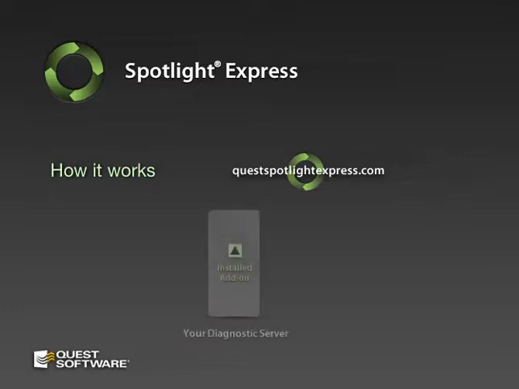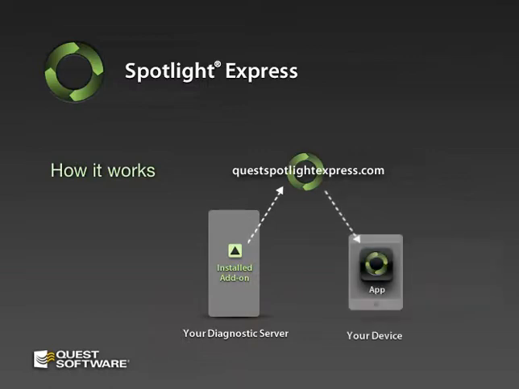The add-on is a small piece of software that connects to your Spotlight diagnostic server and publishes status data to questspotlightexpress.com. You will need the user token from your account to secure the transfer between the add-on and Quest's servers in the cloud. The add-on collects data at intervals and sends it to questspotlightexpress.com, where it is stored, ready to be sent to your device on request.